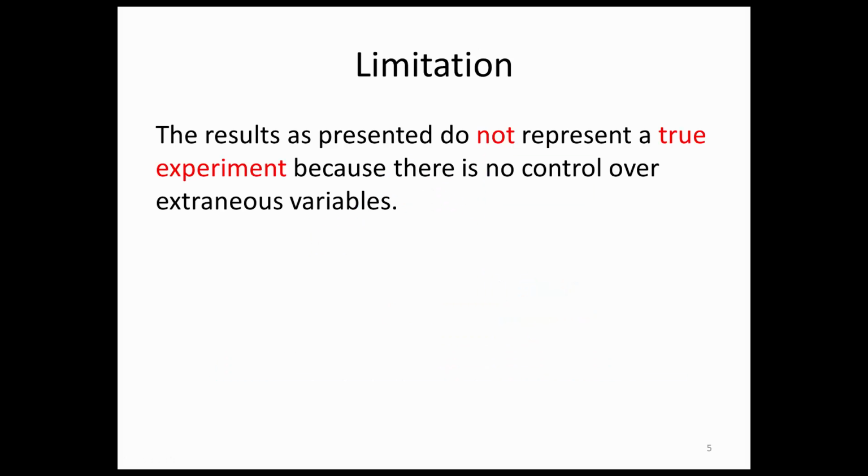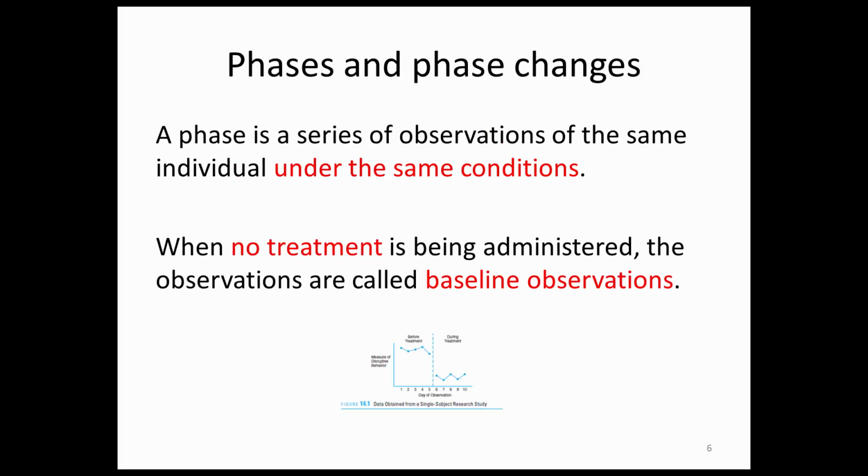A major limitation of this method is that it's not a true experimental research because we have no control over extraneous variables. There are a couple of things that we need to consider when we're doing a single subject design. First, we have to know what is a phase and what's a phase change. A phase is a series of observations of the same individual under the same conditions.